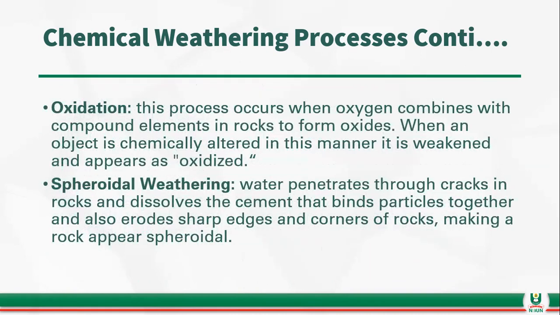Then the next process in chemical weathering is oxidation. This process occurs when oxygen combines with compound elements in rocks to form oxide. And when an object is chemically altered in this manner, it is weakened and appears to be oxidized. There's what we call redox reaction. Redox reaction is oxidation and reduction reaction. When we talk about oxidation, oxidation has to do with the presence of oxygen. When we talk about reduction, reduction has to do with the removal of oxygen.